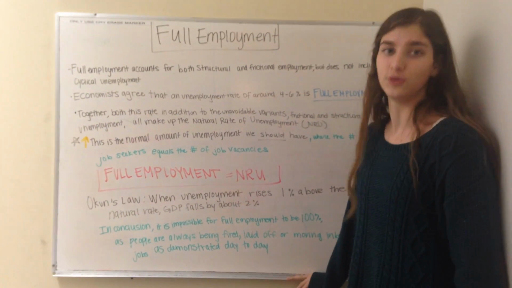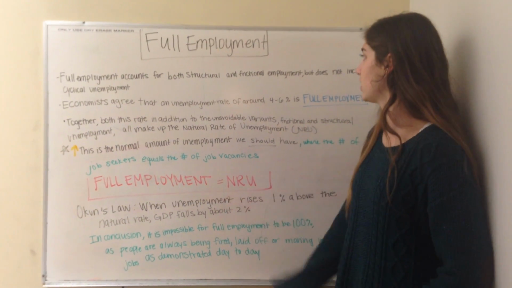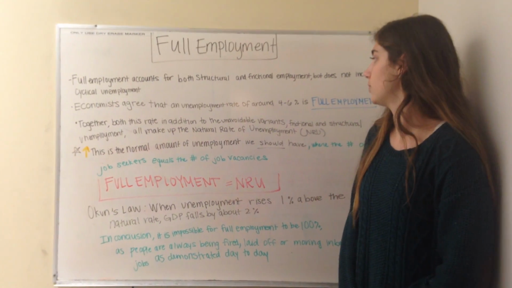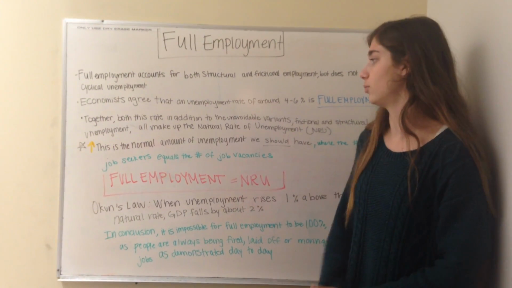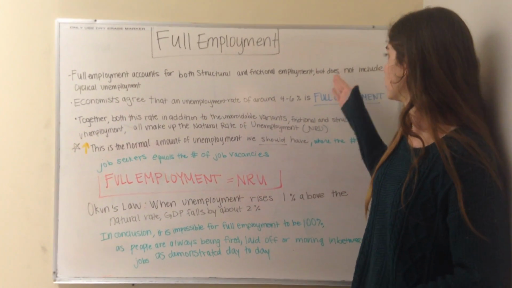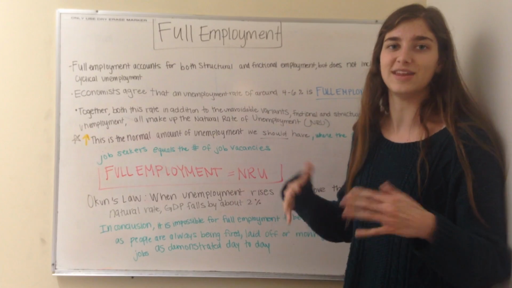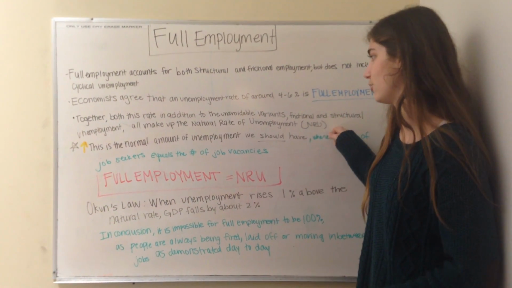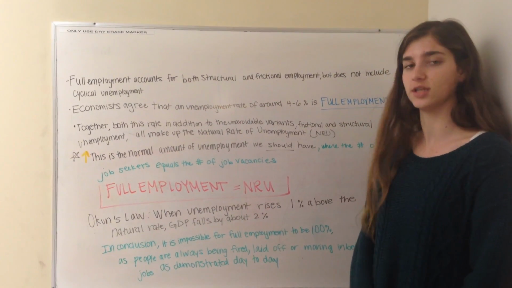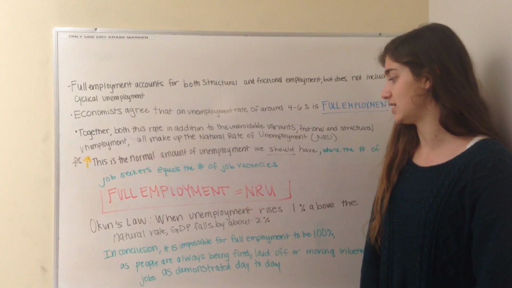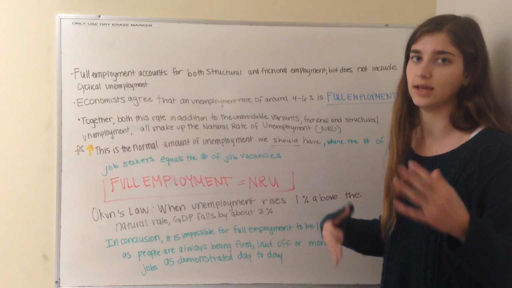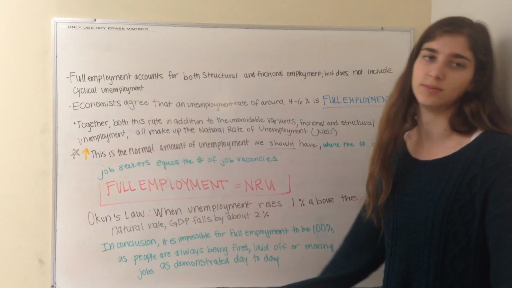The next concept is full employment, and full employment accounts for both structural and frictional unemployment, but not for cyclical unemployment. Economists agree that an unemployment rate of around 4 to 6% is considered full employment. Together, both this rate, in addition to the unavoidable variance as we stated above, frictional and structural unemployment, all make up the natural rate of unemployment, also known as NRU. Okun's law states that when unemployment rises 1% above the natural rate, GDP falls by about 2%. So in conclusion, it is impossible for full employment to be at 100%, as people are always being fired, laid off, joining new job companies, as demonstrated in day-to-day life.